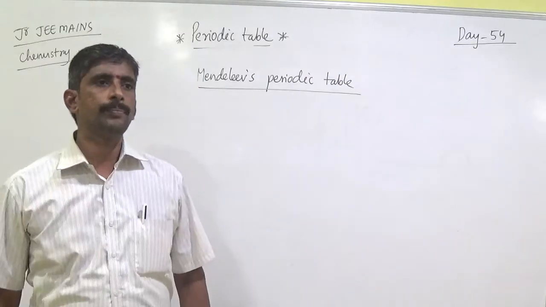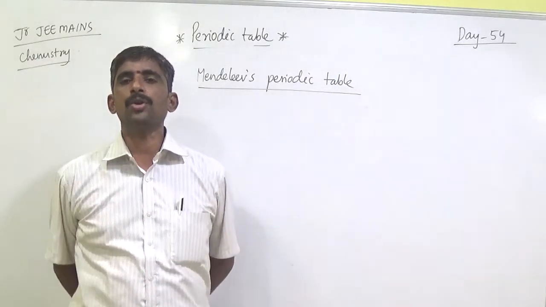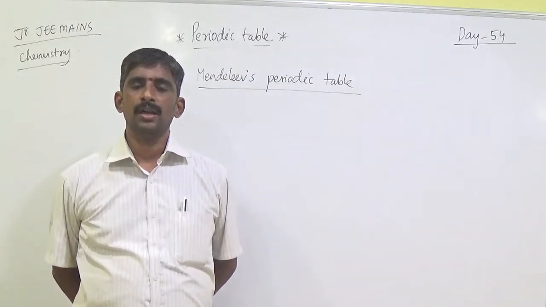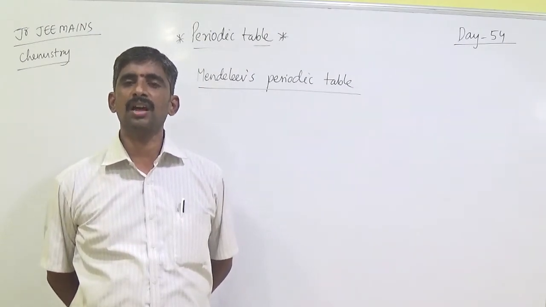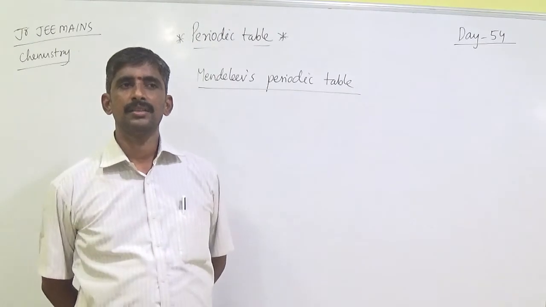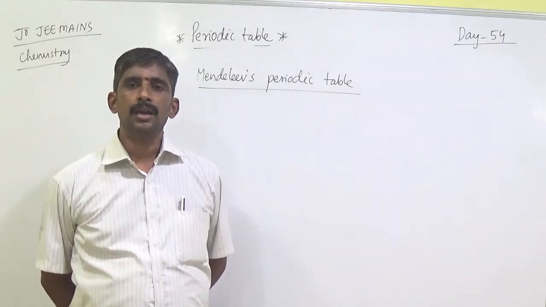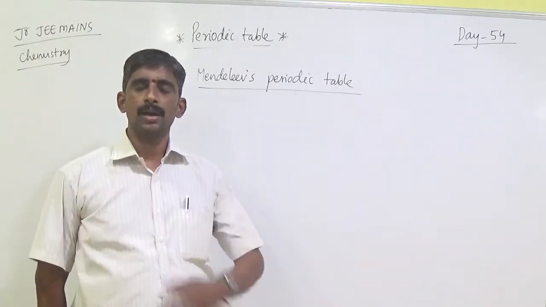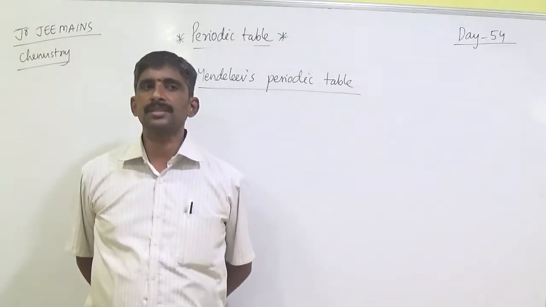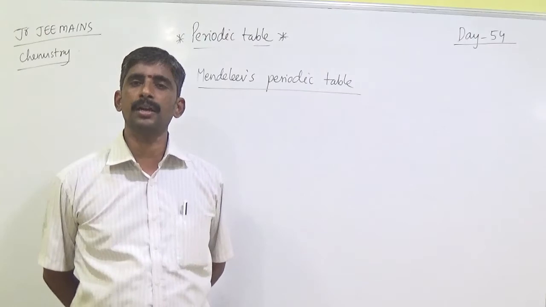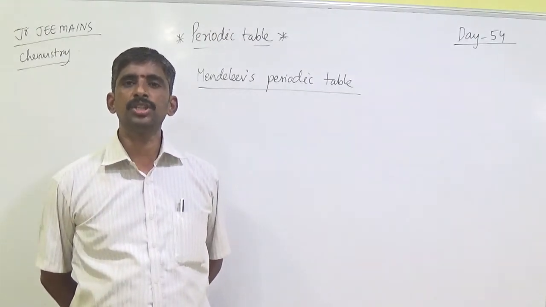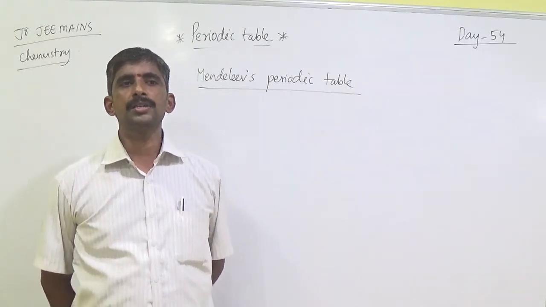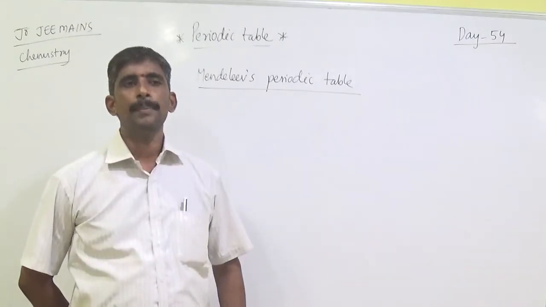In the Mendeleev periodic table, the position of hydrogen was not made clear. The position of lanthanides was uncertain. Another one is the zero group elements. They didn't know zero group elements at the time of the Mendeleev periodic table. There was no correct information on lanthanides. So these are the merits and demerits of the Mendeleev periodic table.